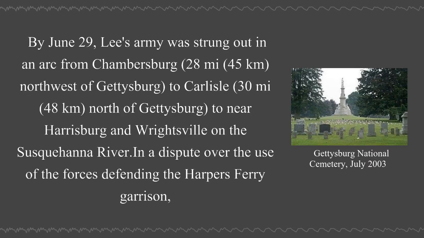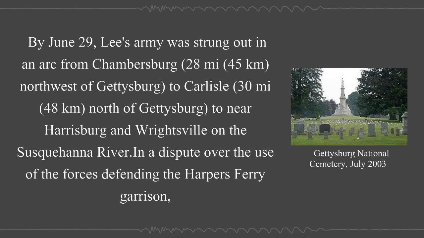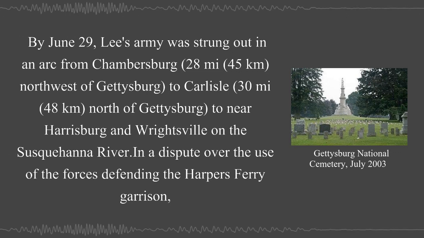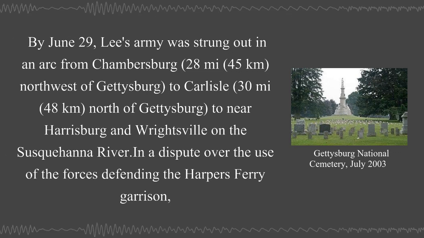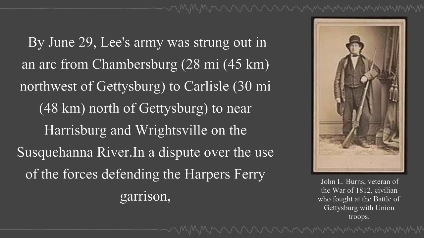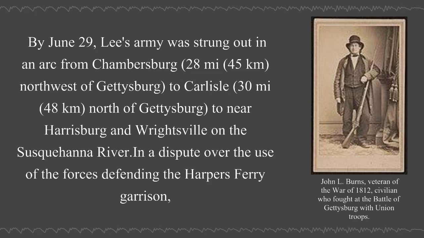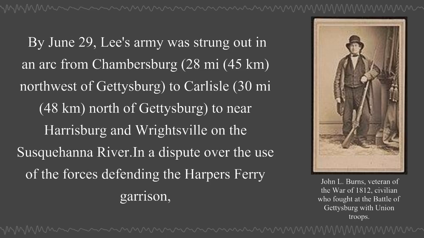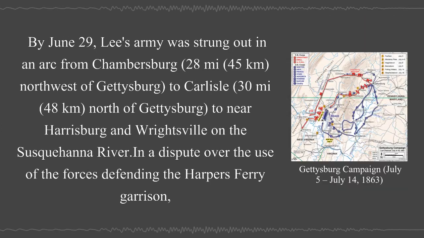By June 29, Lee's army was strung out in an arc from Chambersburg, 28 mi, 45 km, northwest of Gettysburg, to Carlisle, 30 mi, 48 km, north of Gettysburg, to near Harrisburg and Wrightsville on the Susquehanna River, in a dispute over the use of the forces defending the Harper's Ferry garrison.